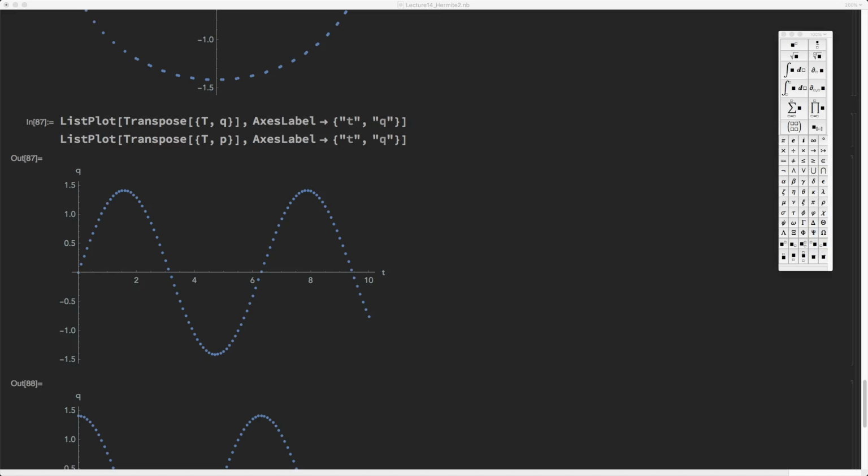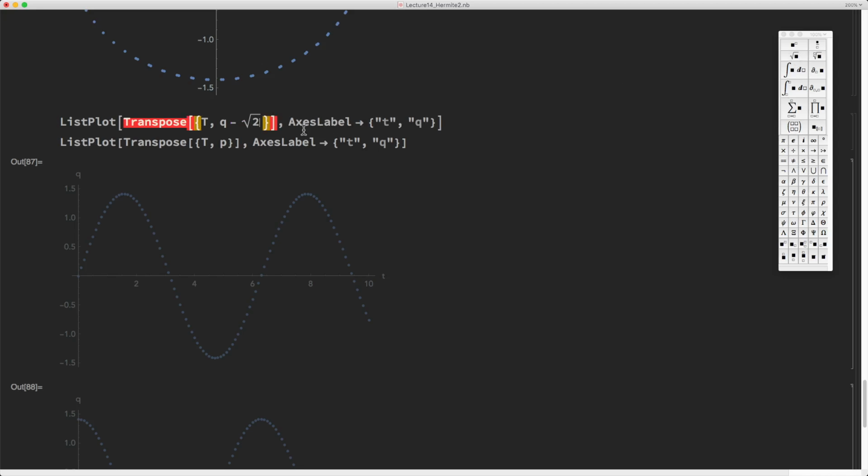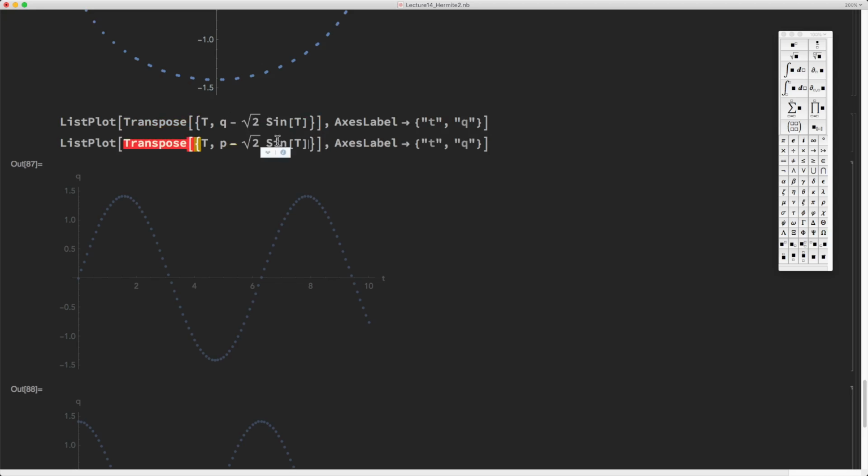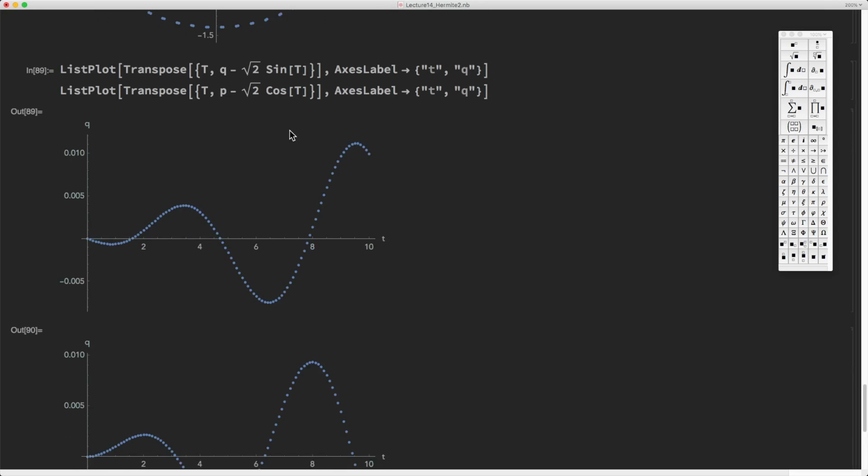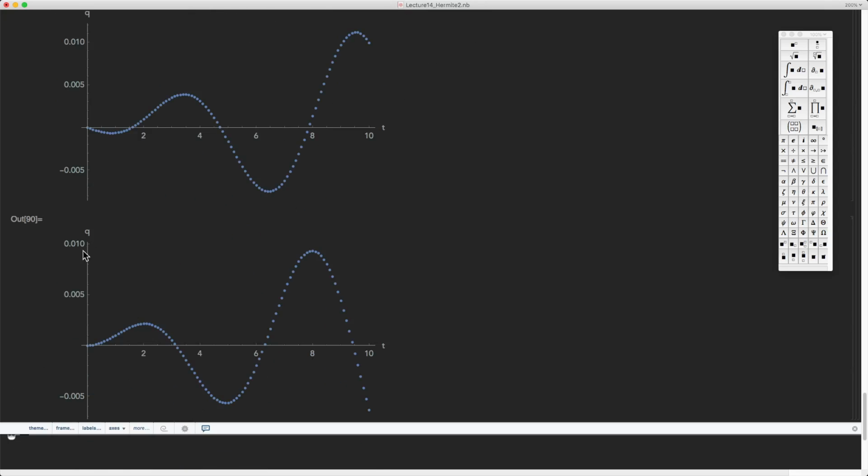To see the accuracy, we can subtract the exact solution from it. So for Q, the exact solution would be square root of 2 times sine of t. And for P, the solution would be square root of 2 times cosine of t. So let's do that. So we see that the accuracy is only about 2 digits of accuracy.